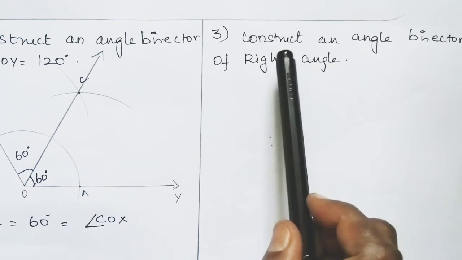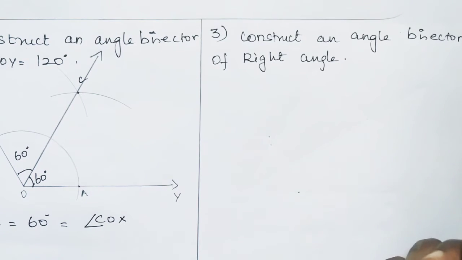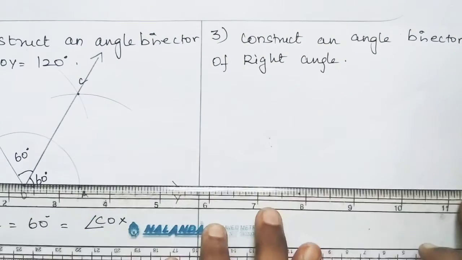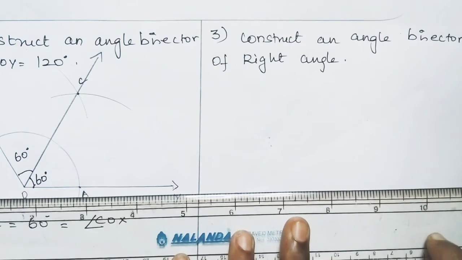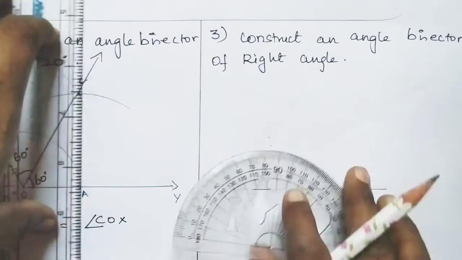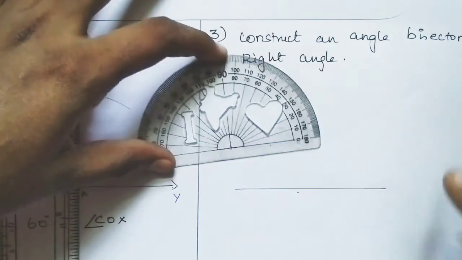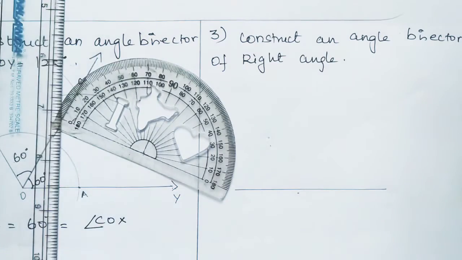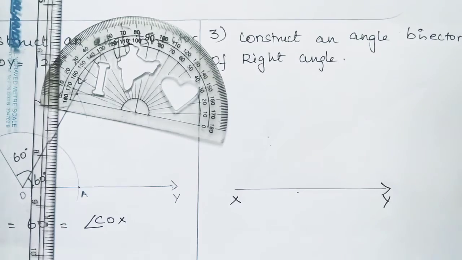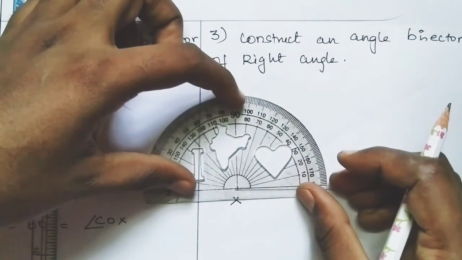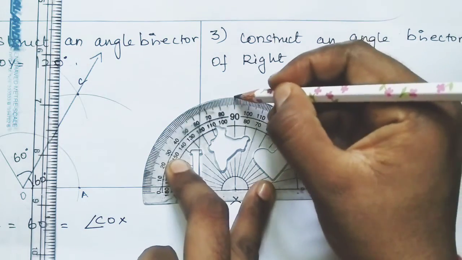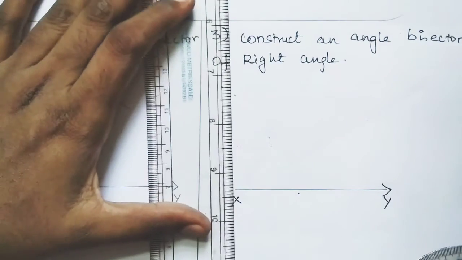Now look at the third one. Construct an angle bisector of a right angle. So right angle, we know the measure of right angle is 90 degree. So first we'll construct 90 degree using protractor. So here the naming is not mentioned. So we can name it as X, Y, put an arrow mark over there. So at X, place your protractor. Now mark 90 degree and join.